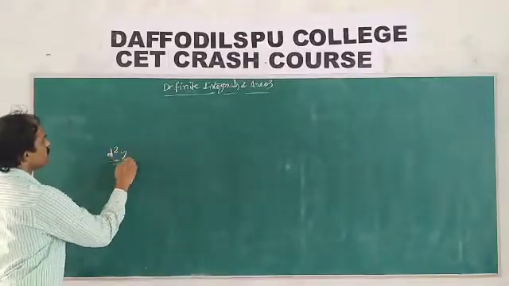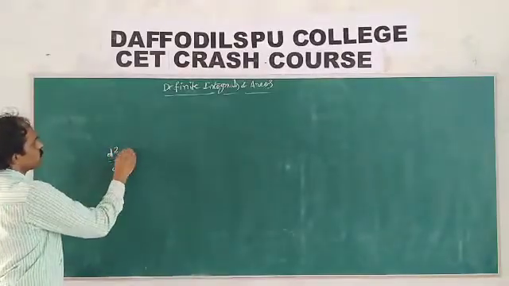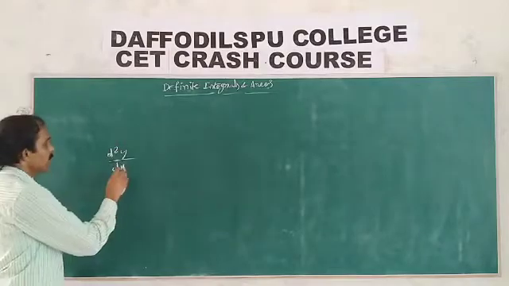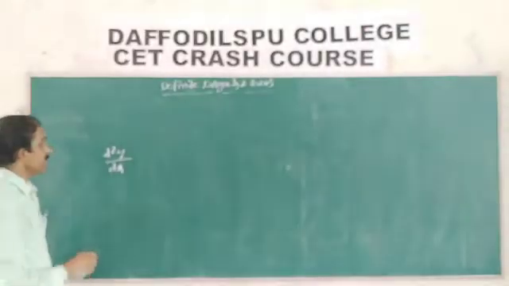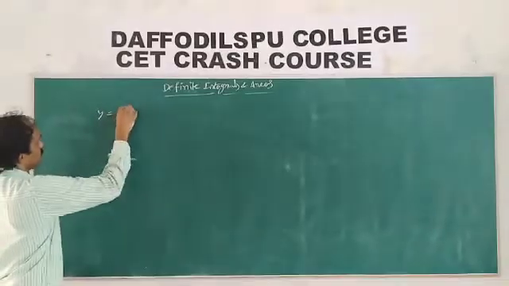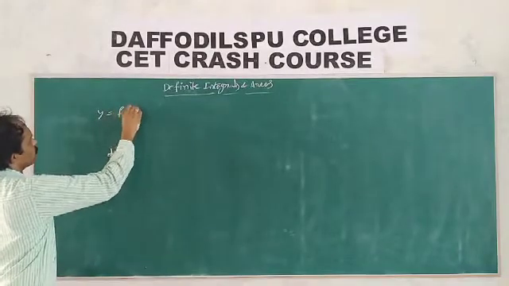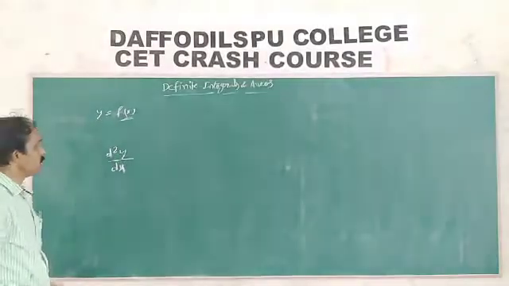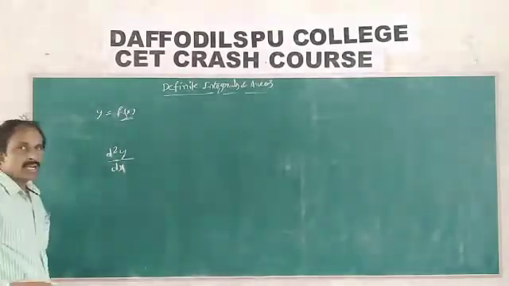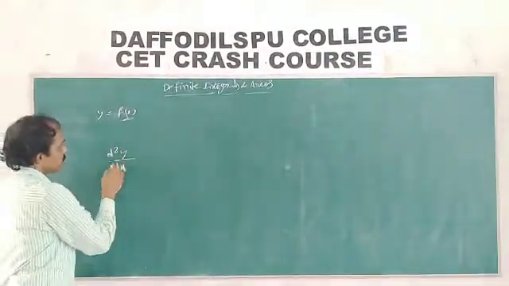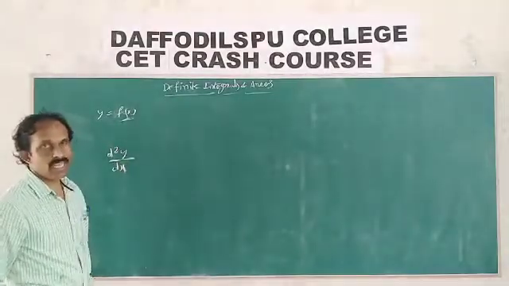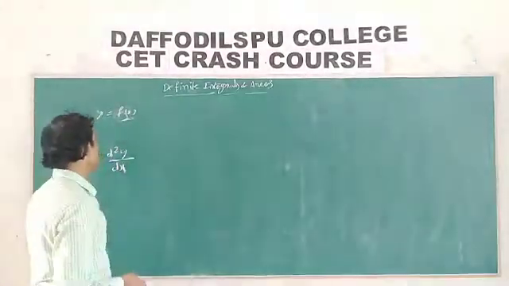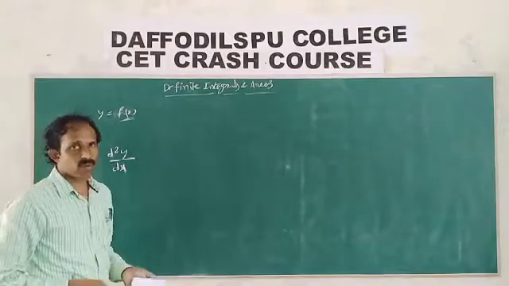It is in the form of, like this one, d square y by dx square. So this is the dependent variable and this is the independent variable. Here y is equal to f of x. So this is independent and this is the dependent variable with respect to the independent variable. An equation in terms of derivatives is called a differential equation.